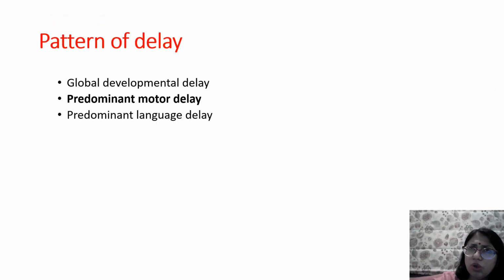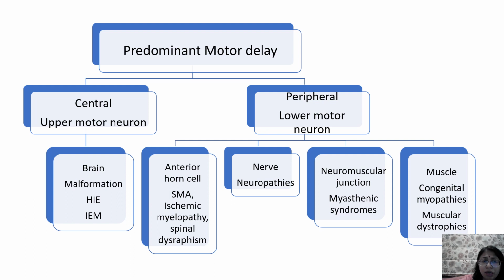So this was about global developmental delay. Now we will shortly and crisply look at predominant motor delay as well as predominant language delay. If we have a child who has predominant motor delay, at the very outset we would like to identify whether it is because of a central cause or a peripheral cause.